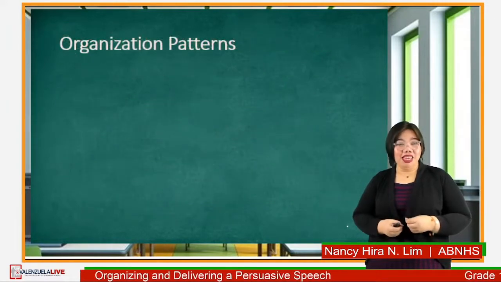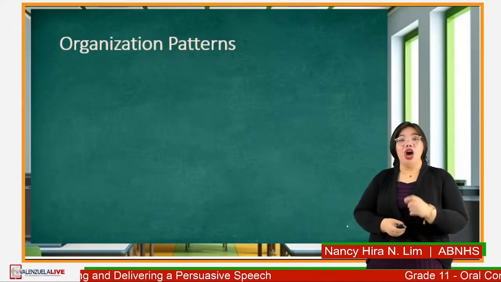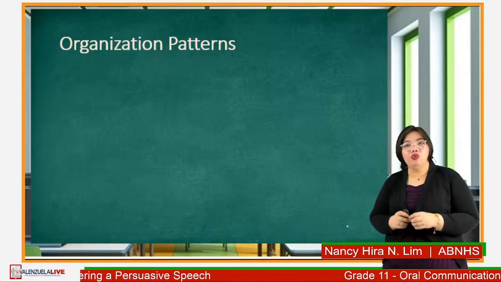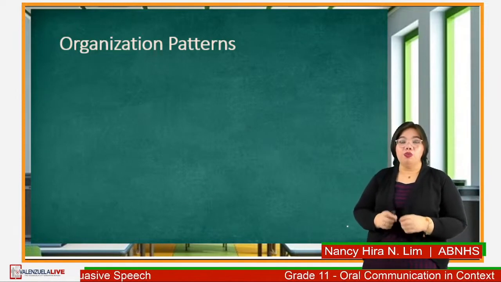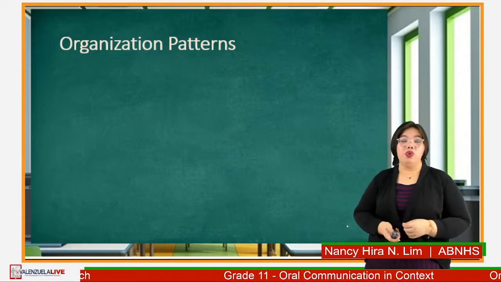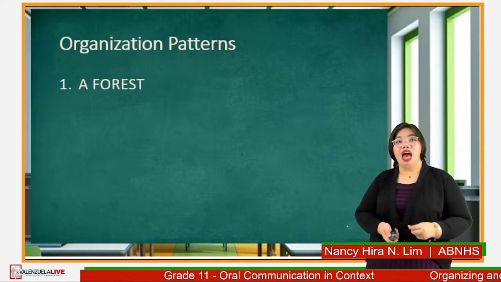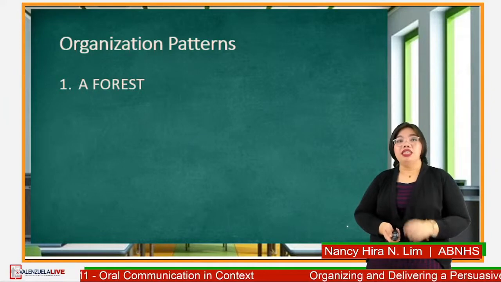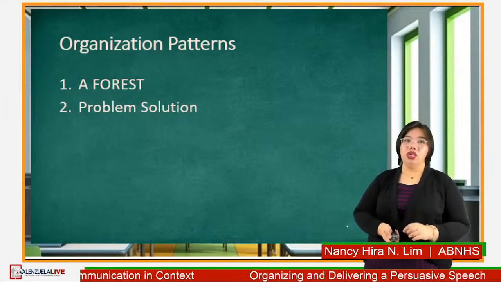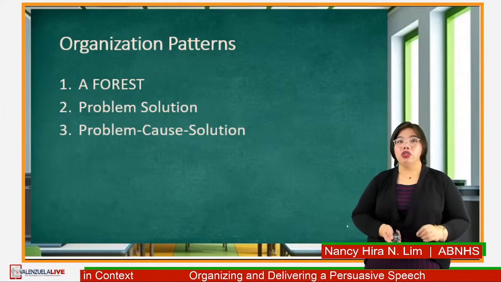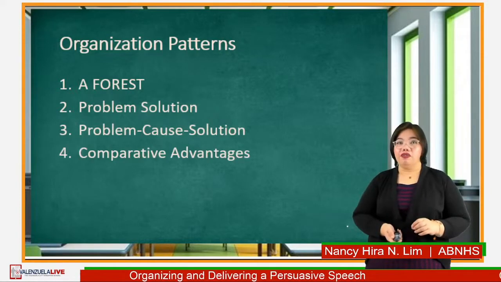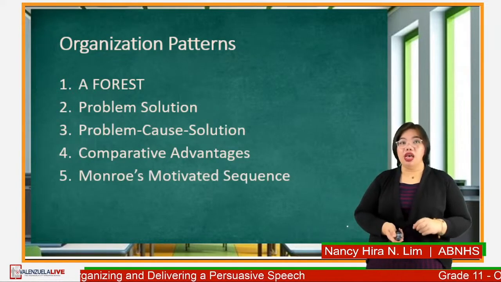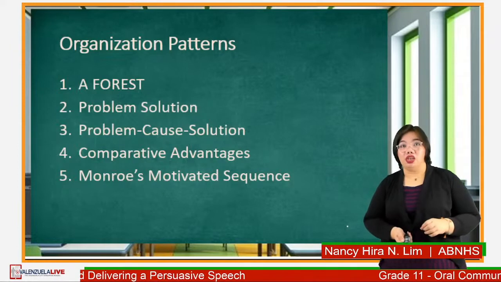Are you still with me? Let's go to the next topic, organization patterns. So how do we now organize our supporting ideas in our persuasive speech? First is we have AFOREST, which is an acronym. Later, I will discuss this one with you. Second is problem solution. Third, problem cause solution. Fourth, comparative advantages. And the fifth one is Monroe's motivated sequence.